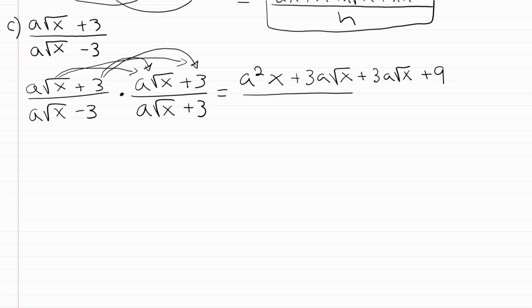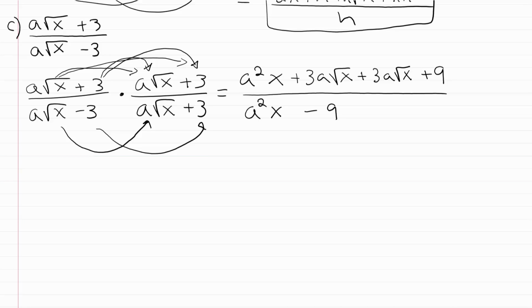All right, draw your fraction bar, and then let's go ahead and multiply out the denominator. It's very nice here because we have a difference of two squares product, so we just have to multiply the first two terms and the last two terms. So a times the square root of x times a times the square root of x is just going to be a squared times x. And then we're going to have negative 9 beyond that.